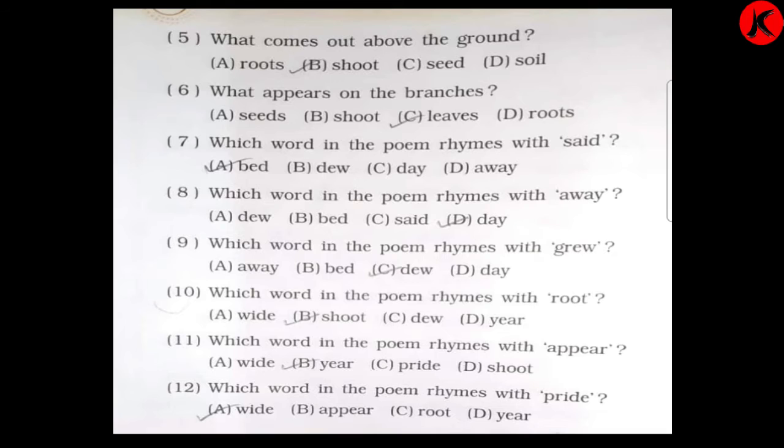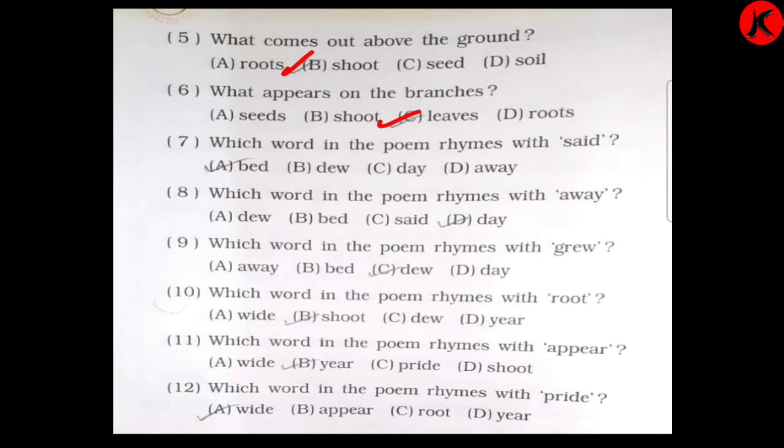5 number. What comes out above the ground? A. Roots. B. Shoot. C. Seed. D. Soil. What is the correct answer? B. Shoot. 6 number. What appears on the branches? A. Seeds. B. Shoot. C. Leaves. D. Roots. What is the correct answer? C. Leaves.